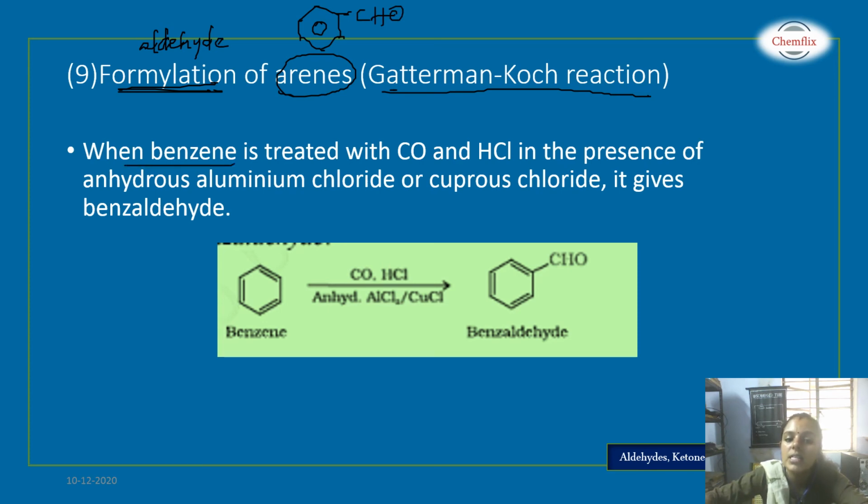So when benzene is treated with the reagent carbon monoxide and HCl in the presence of anhydrous aluminum chloride or cuprous chloride, it gives benzaldehyde. So you are formylating an arene. You are taking an arene, adding these reagents, and you will get benzaldehyde.